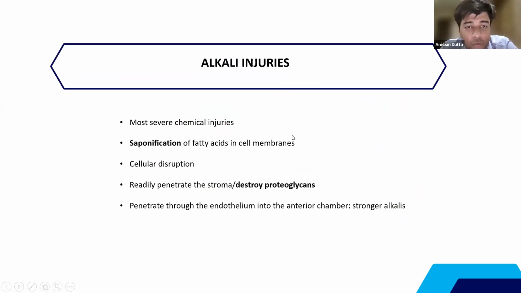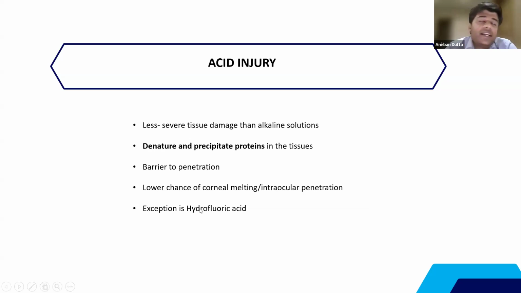Now, alkali injuries are the most severe chemical injuries. They are always worse than acid injuries. Why? Because alkali causes saponification of the fatty acids in the cell membranes. What this does is it disrupts the cellular membranes and the chemical readily penetrates the stroma and ends up destroying the proteoglycans, which is, you can say, the heart of the stroma, and as a result the stroma can melt very quickly and it ends up in a very bad shape for the patient. It can also penetrate through the endothelium into the anterior chamber, especially for stronger alkalis, and once it enters the anterior chamber it can cause a lot of further damage as well.